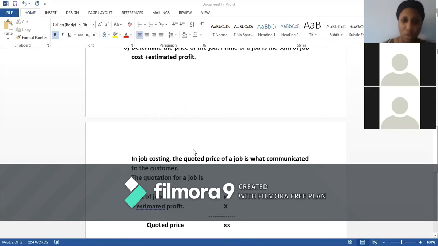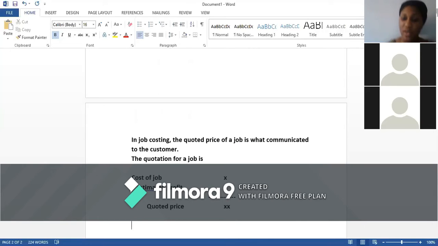So what is the major issue when we are looking at job costing? What is the major area that we need to look out for? The major problem area that the examiner is always looking at is the determination of the profit. Or let me say the calculation of the profit. I think that is better.